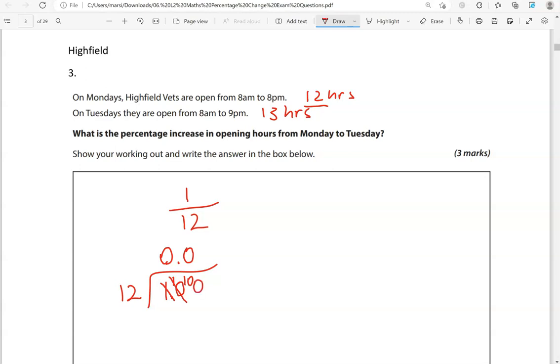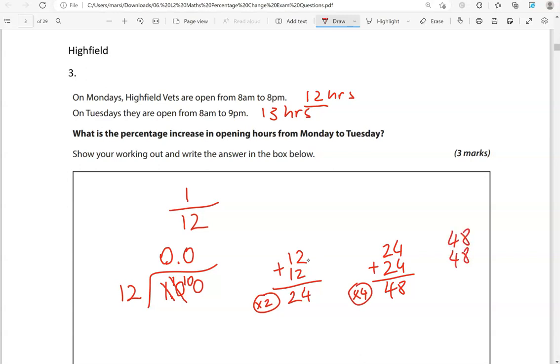And we can add a 0 again. How many 12s into 100? Well, 12 and 12 makes 24. So that's 2 lots of 12. 24 and 24, that is 48. So that is 4 lots of 12 that make 48. Can we do 48 and 48 and fit within 100? That is 96. So that is 8 lots of 12. And we have 4 remaining.